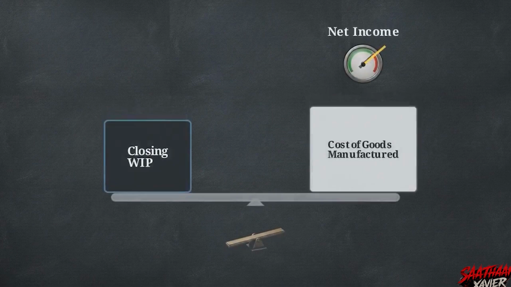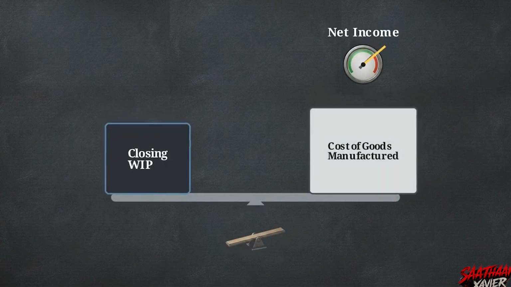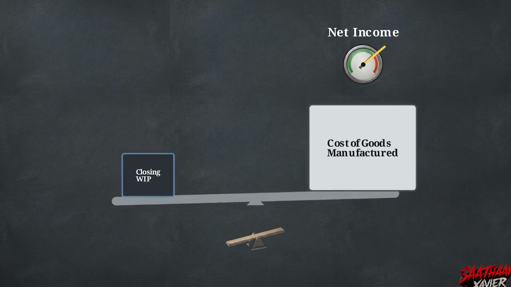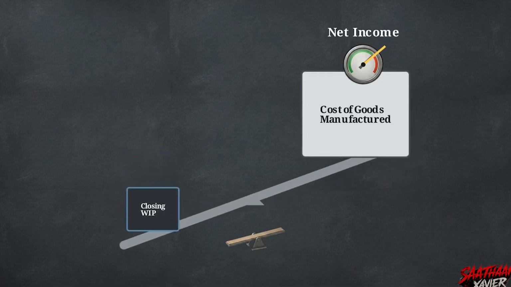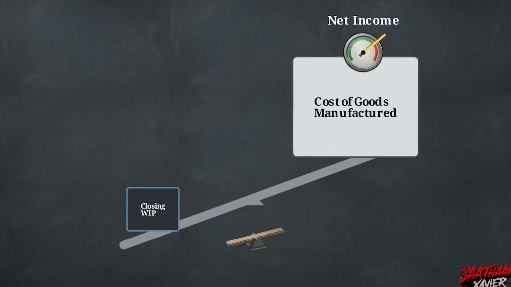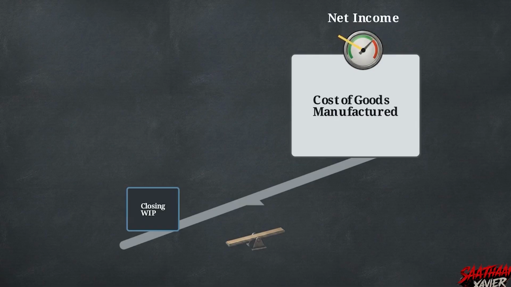This diagram illustrates the ripple effect of that error. When the closing WIP shrinks on the left, it forces the cost of goods manufactured to rise on the right. That inflated cost then pushes down the net income gauge, making the business look less profitable than it actually is.